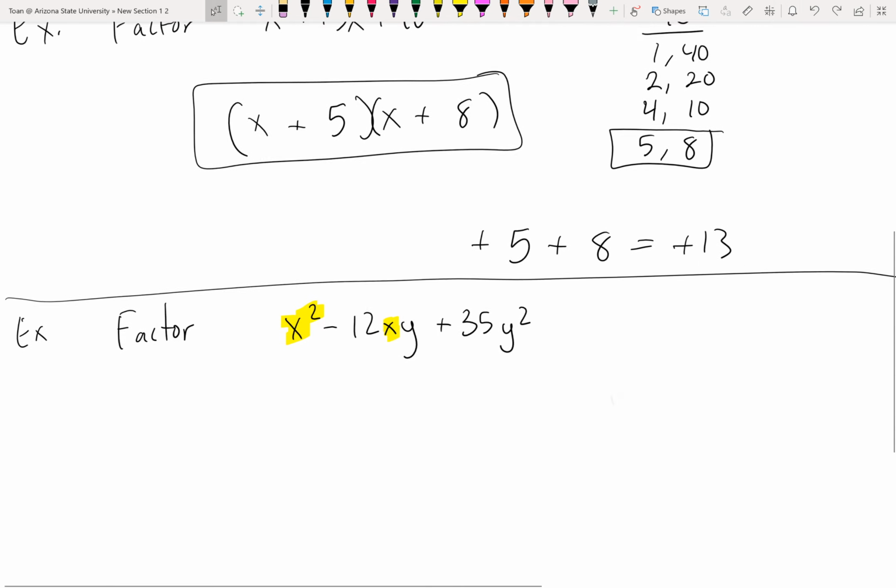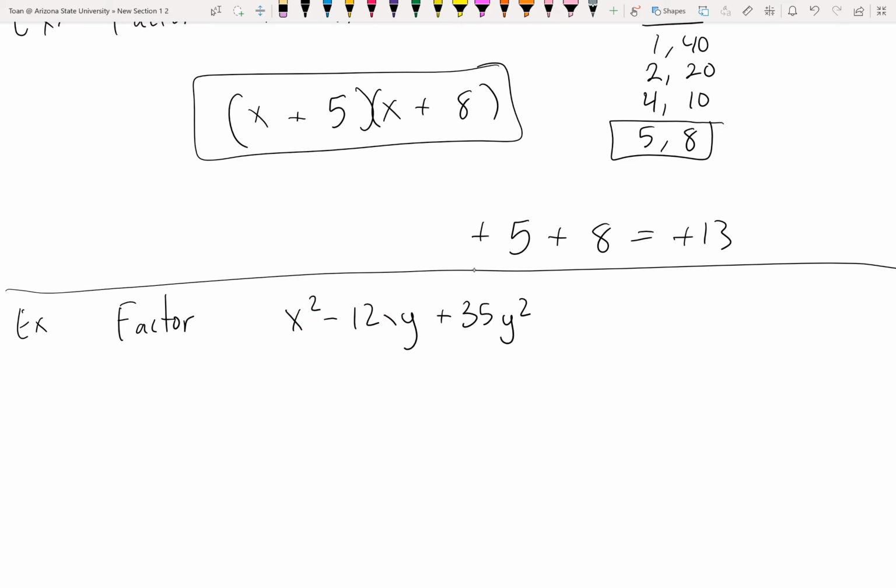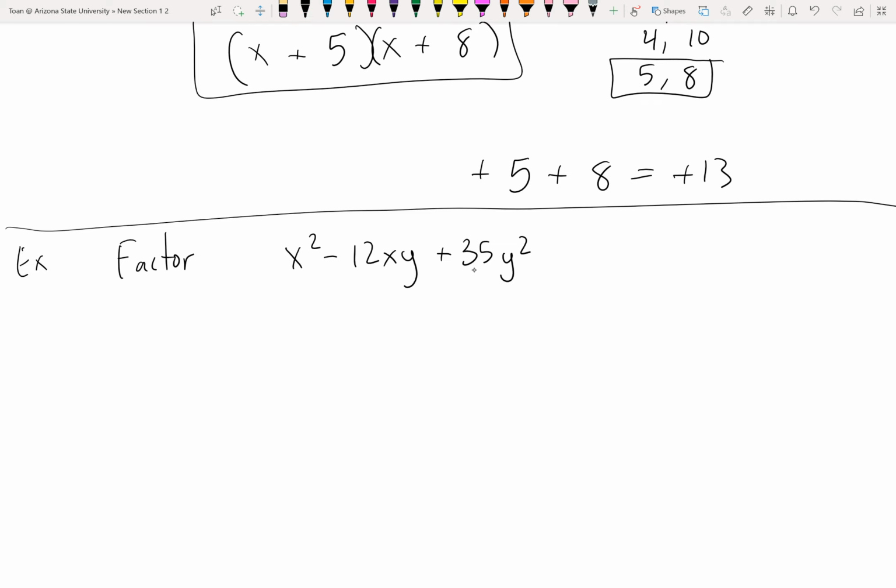So if I'm asked to factor something like this, we can use the same techniques as before. Leading coefficient is 1, so I'm going to do 2 parentheses, x and x. The only difference here is since I have a y squared here, I'm also going to drop a y. That is the only difference. Everything else you treat the same. So let's look at the last number, 35. Pairwise factor 35, that's 1 and 35. 2 doesn't work, 3 doesn't work, 4 doesn't work, 5 and 7 does. And then that's it.